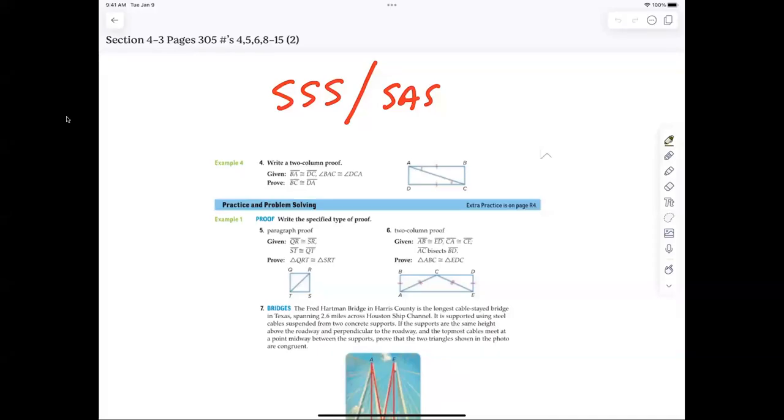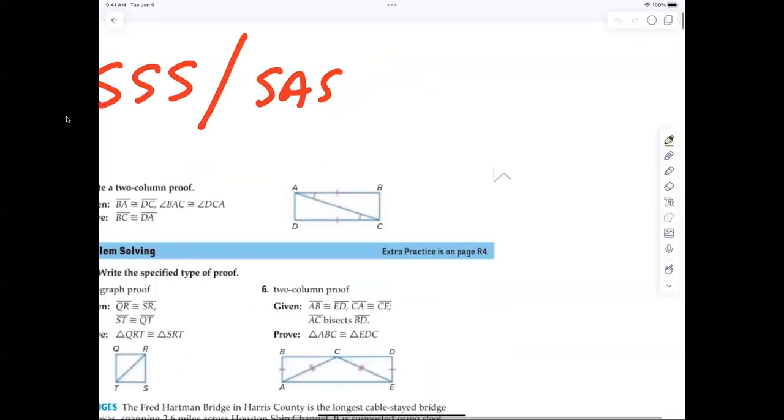Now, let me demonstrate side angle side, because I believe side side side is obvious. All right. If three sides of a triangle are congruent to three sides of another triangle, then those two triangles are congruent. However, side angle side, for some reason, has students make mistakes. All right. So when I say side angle side, I want you to think about this.